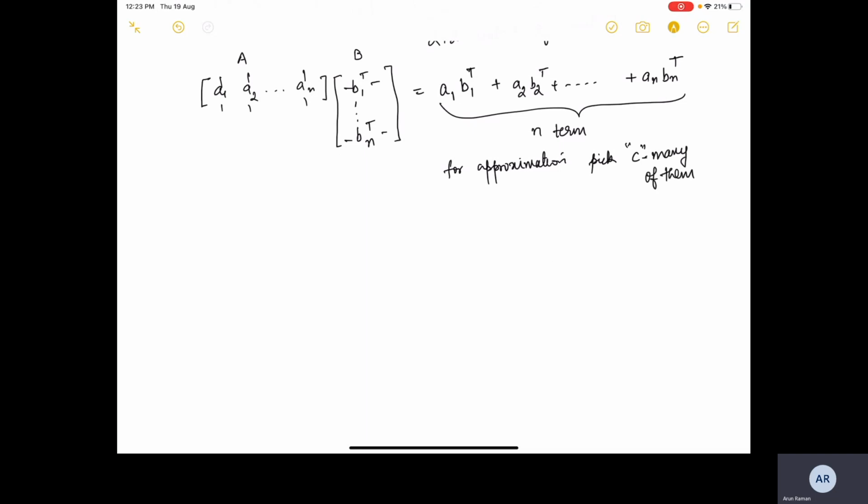Okay, so this is the main idea. We have a sum of n terms. Rather than using all n of them, we are using just C of them.